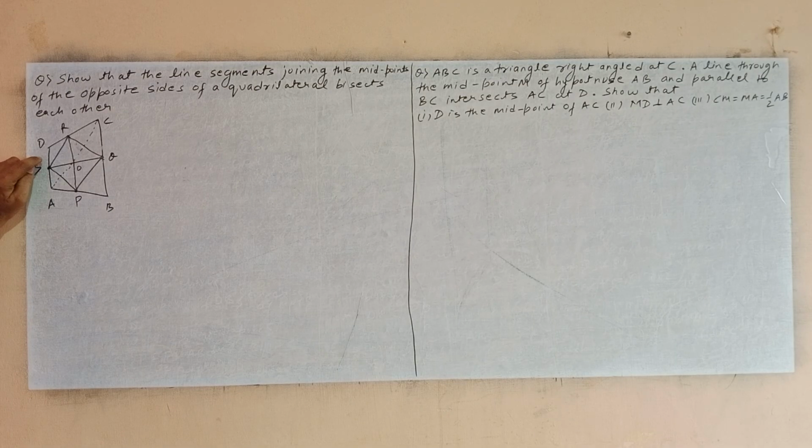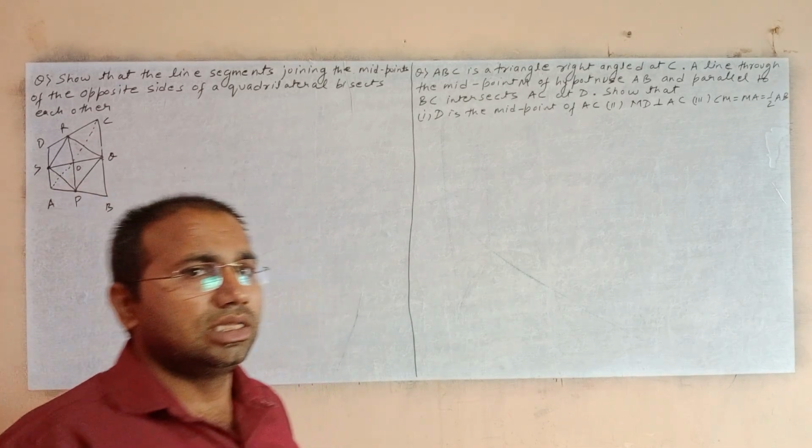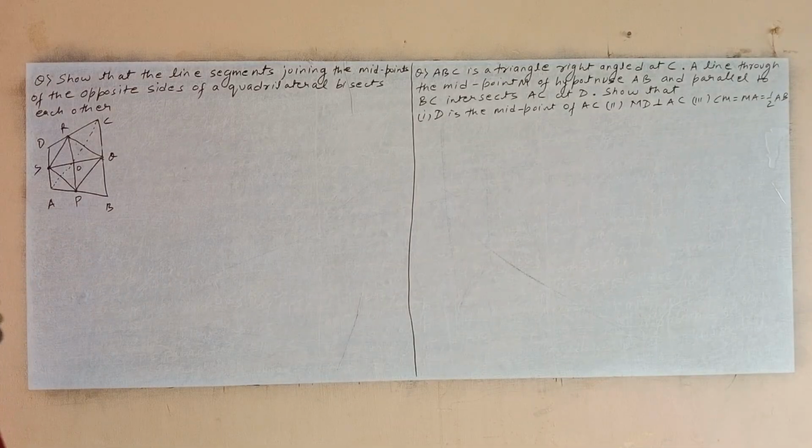See here, S and R are the midpoints, so SR will be parallel to AC and half of AC. In triangle ABC, P and Q are the midpoints, so PQ is parallel to AC and half of it. By comparing both, SR becomes parallel to PQ and equal also. If one pair of opposite sides of a quadrilateral is equal and parallel, then that quadrilateral is called a parallelogram, and the diagonals of a parallelogram bisect each other. In this way, you can prove that.